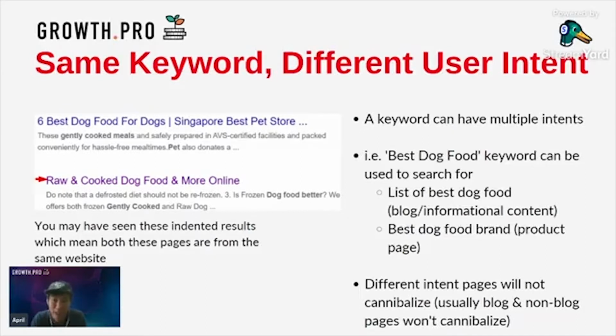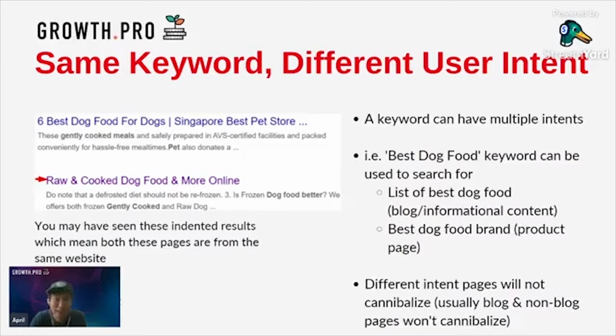The reason why we say this has different user intent is because people that are looking for the list of best dog food are looking for information, right? But people that are looking for the best dog food brand itself, maybe they are looking to buy right now. So these are two different audiences because they are currently in different funnel stages. And with that in mind, these two will be considered as content that are targeting the same keyword, but different user intent. Okay. And we will not see this as keyword cannibalization.